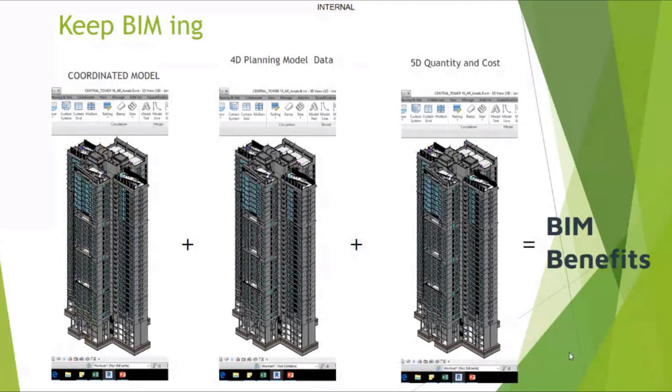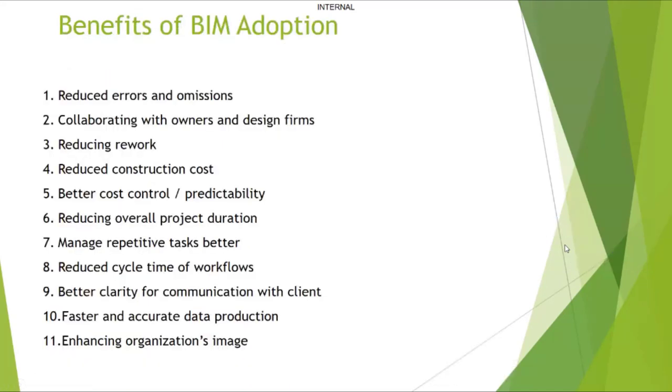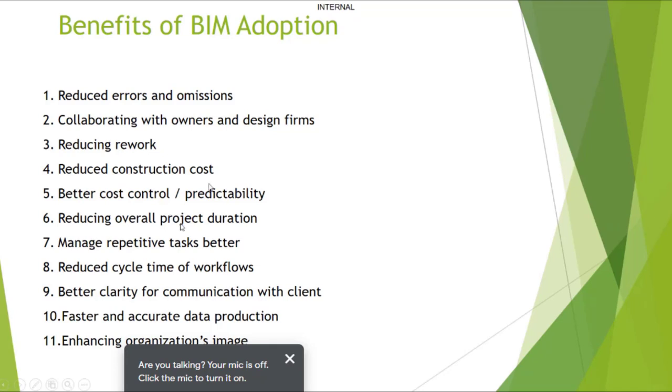4D is planning, 5D is quantity. This total combination is called the BIM benefits. What is the benefit of BIM? As you know, it reduces time and is cost effective. We speed up work progress, reduce construction cost by around 10 to 20 percent, and get better control of the project. These are the benefits of BIM.